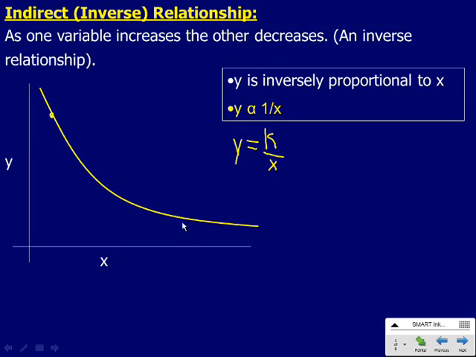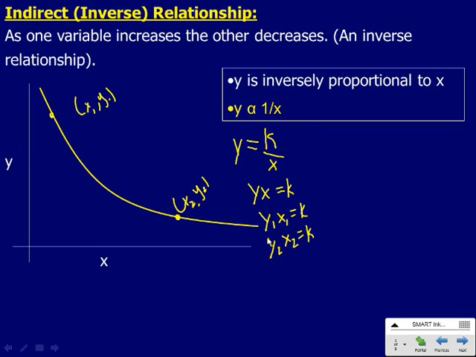Again, I can deal with 2 points, x1, y1, x2, y2. And I can do the same with the equation for this one. Before I put them in, I'm going to move the x. If I have an inverse or indirect relationship, then in this case I'm going to have y times x equals k, because I brought the y up to the x to the other side. Now I can say y1 times x1 equals k, and I can say y2 times x2 is also equal to the same k.